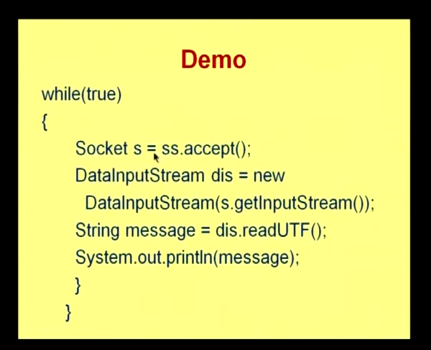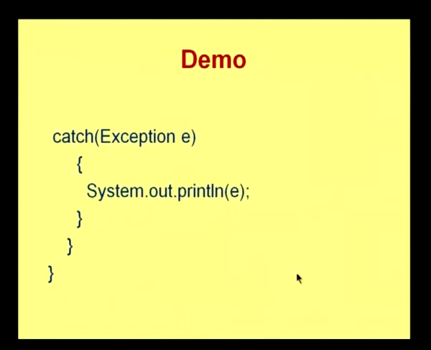Now the server will print that it is listening at a particular host and that particular port number. So Socket S is equal to SS, that is your ServerSocket, dot accept. We have discussed the accept method. This is going to return the socket to which it is connected. Now I have an input stream, which is nothing but your socket's input stream. I am receiving the input from the input stream of the socket. Now dis.readUTF will read the message that is sent by your socket. So I am printing the message.